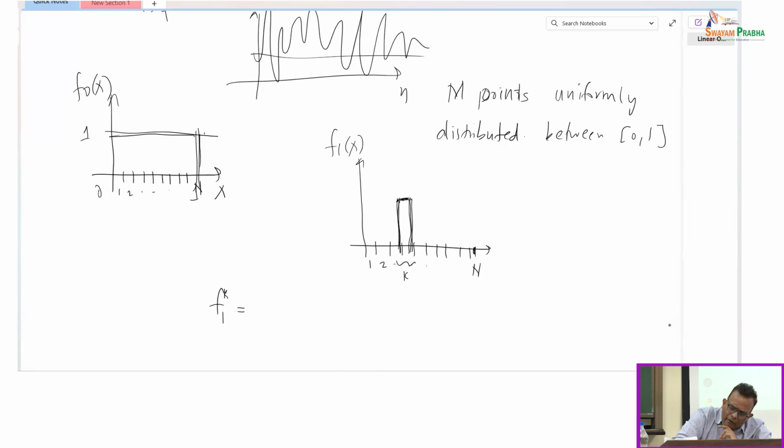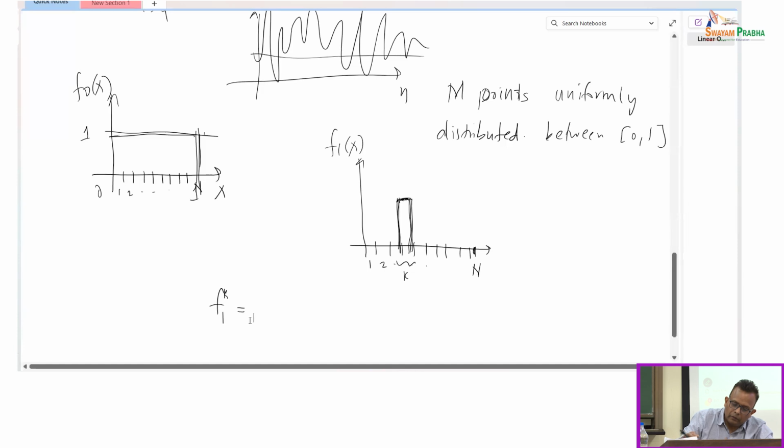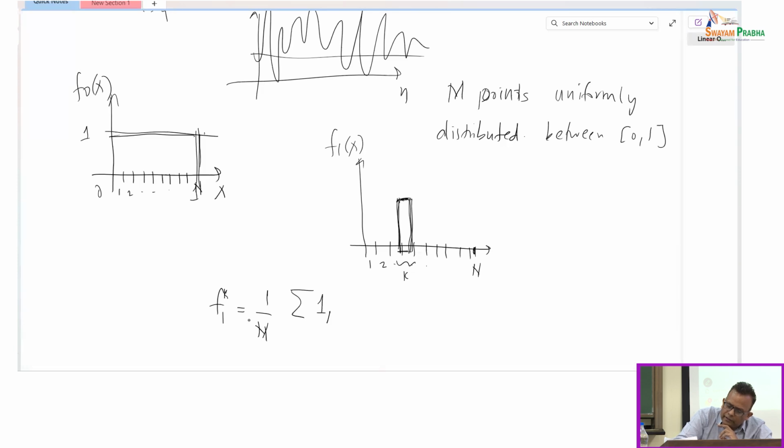What it means is that I will pick the kth box. I have a total of M points, so I will take 1 over M, and the kth box. Let me call this interval delta k. I'll denote this interval as delta k, times x1 from x.